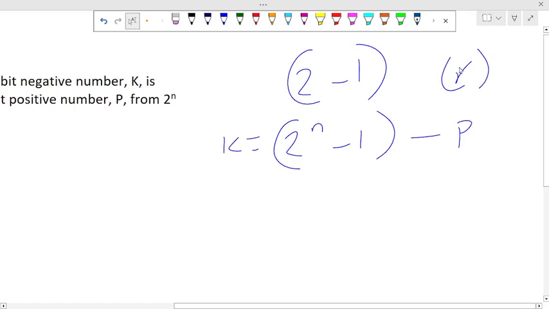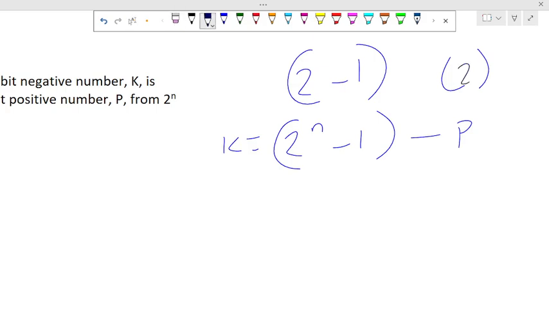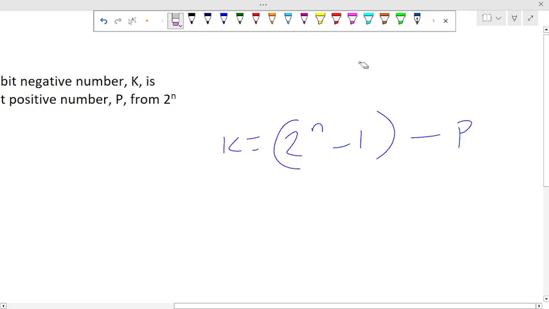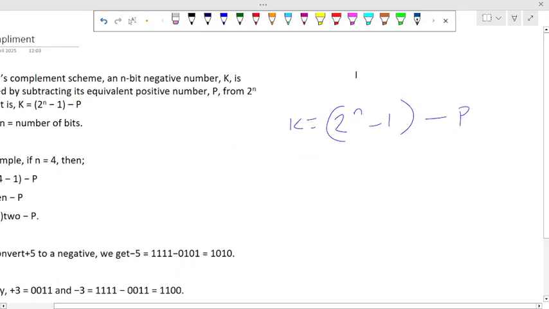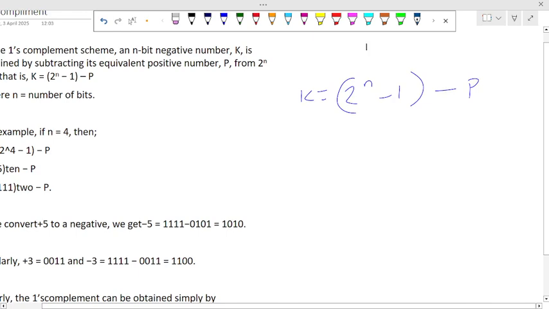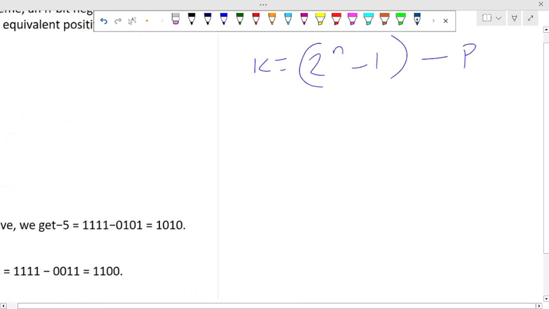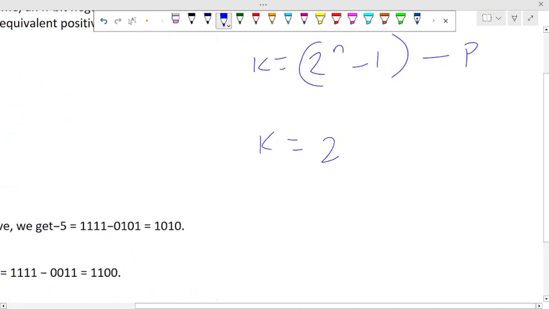For 2's complement, we are just going to have 2 raised to the power n. That will be done in the next, maybe in this video if we have the time. So let's take an example and see. n is the number of bits, of course. For example, if n is 4, that means we are dealing with 4 bit numbers. If n is 4, we say k equals 2 raised to the power 4 minus 1 minus p.